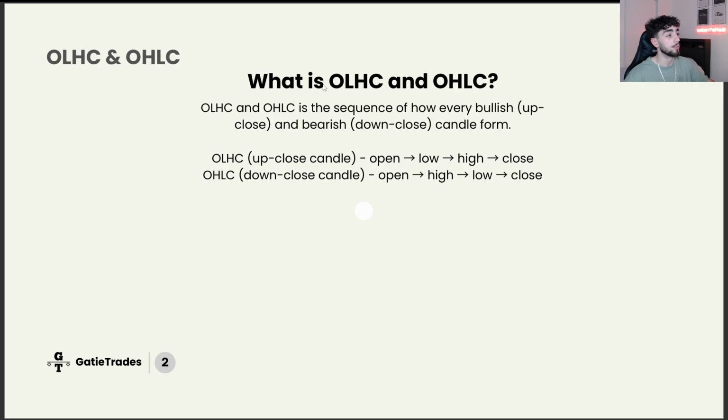What is open low high close and open high low close? It's an acronym that stands for open low high close and open high low close. It's very simple as to what it represents. It represents the sequence of how a bullish candle or a bearish candle can form. For example, a bullish candle or an up close candle, meaning it closes higher, has an opening price. So the candle starts and then it's printing a low, and then it's going to print the high and then the close. For the open high low close candle, which is a down close candle, meaning it opens and closes lower, it opens, prints a high, and then prints a low, and then closes.